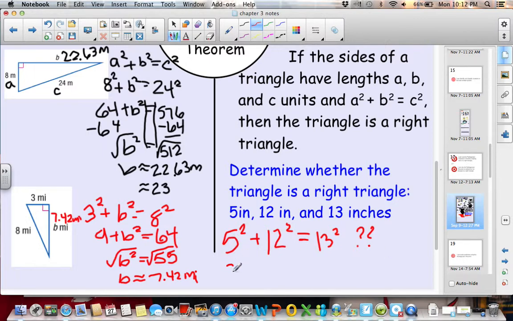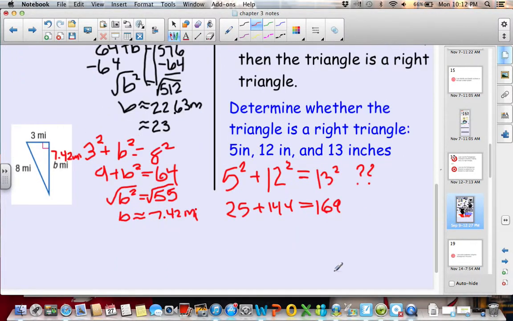5 squared is 25. 12 squared is 144. 13 squared is 169. So does 25 plus 144 equal 169? I'm going to check just to make sure. And it does. So 169 equals 169. So since our formula worked, and since it all equals each other, that means that yes, it is a right triangle.